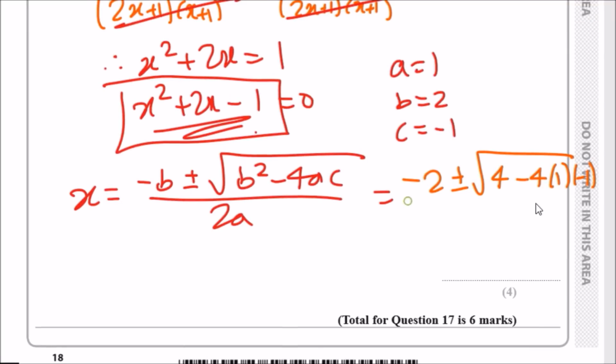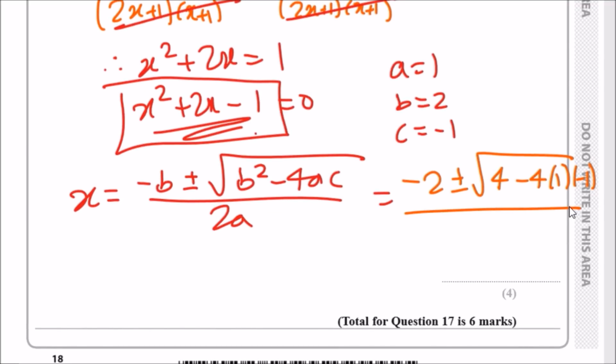Okay, and now all of this over 2a. So where's my pen? 2 times 1 is 2. So just smash this in the calculator, guys, and just have a go. So remember, this says 4 minus 4, bracket 1, bracket minus 1. Always replace your letters with brackets if they're all glued together. Now, have a go. I'm going to do this myself.